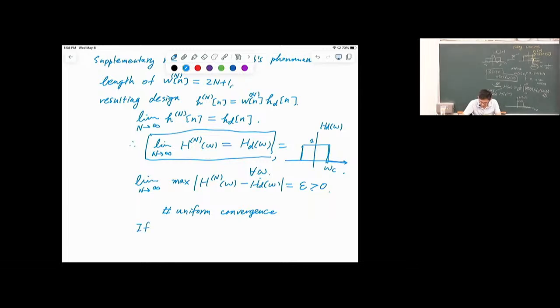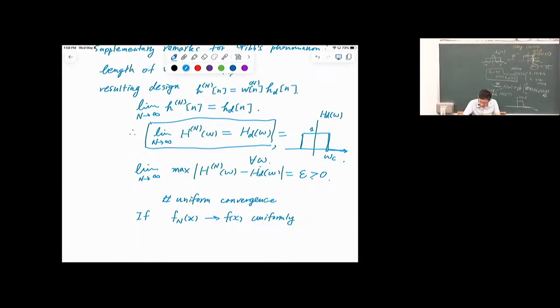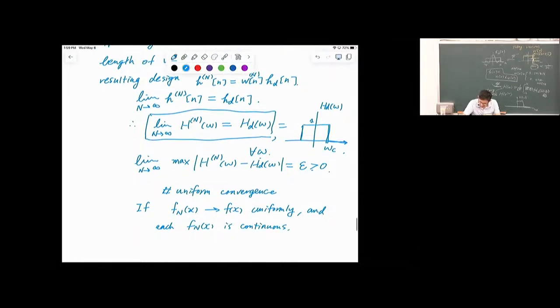If f_n(x) converges to f(x) uniformly, and each f_n(x) is continuous, then f(x) must also be continuous. So this is just to show you that this is 蛮深的啦, that there's a depth in the theory behind this, or the Gibbs phenomenon.